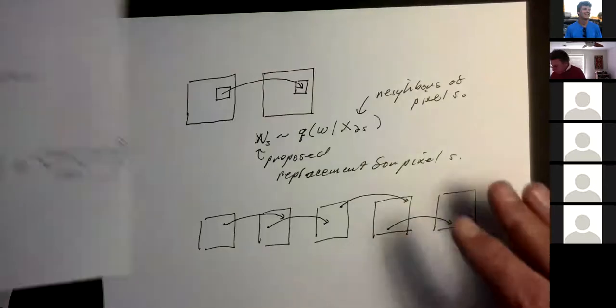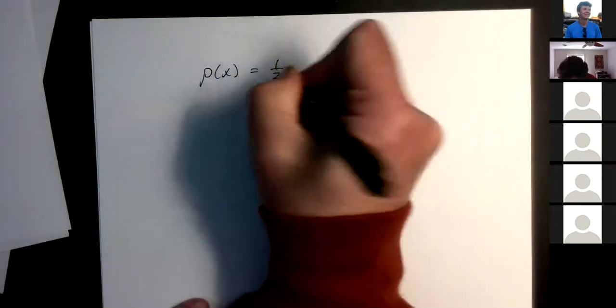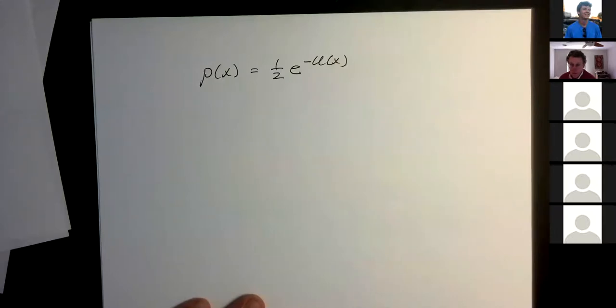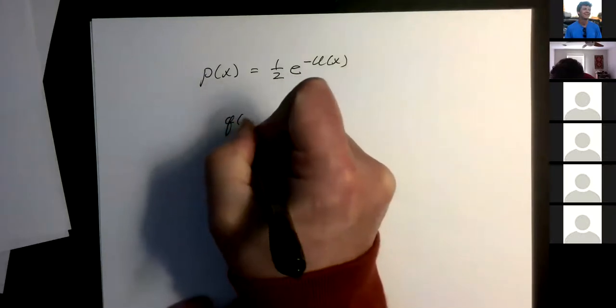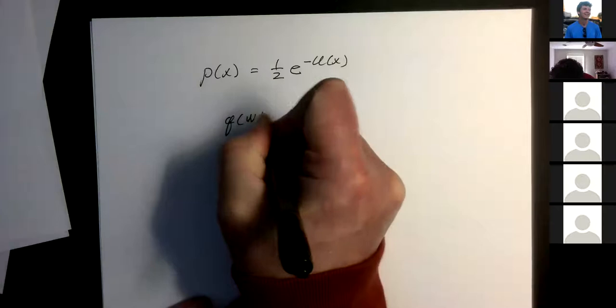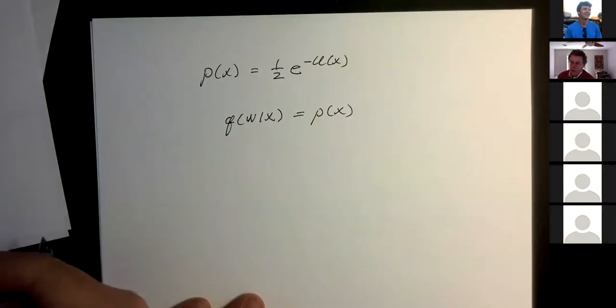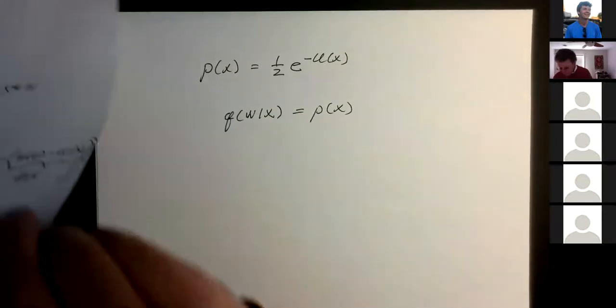Now, one kind of interesting special case is this. If you have a distribution, P of X is equal to 1 over Z times E to the minus U of X, okay? So that's the distribution you're trying to generate samples from. Clearly, let's say your proposal distribution, Q of W given X is equal to P of W. So in other words, you generate a proposal with the correct distribution, right? Then your hope would be that it accepts that change and you're done, right? So let's look at the formula. Well, hopefully this will work out.